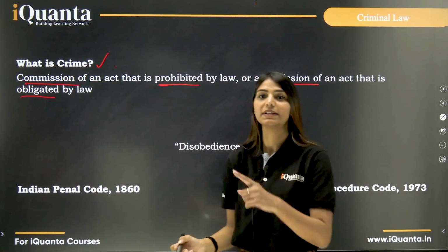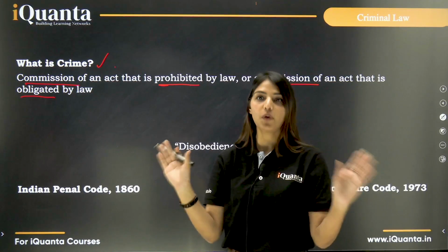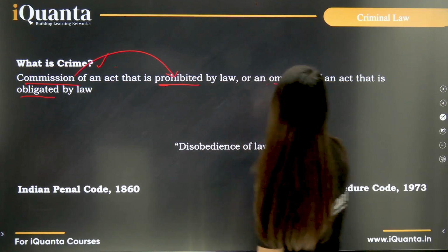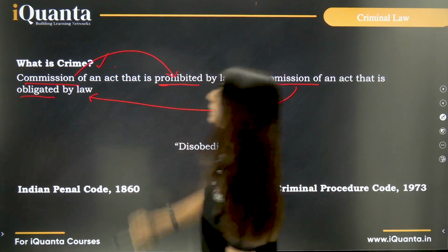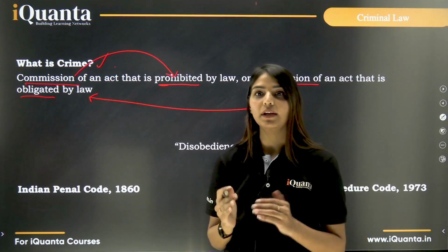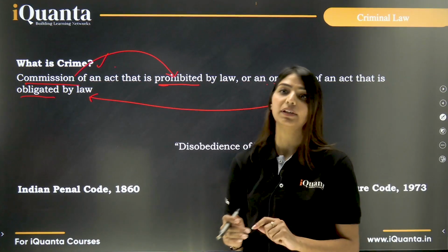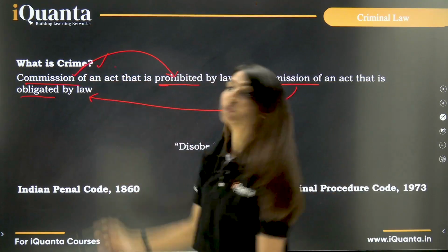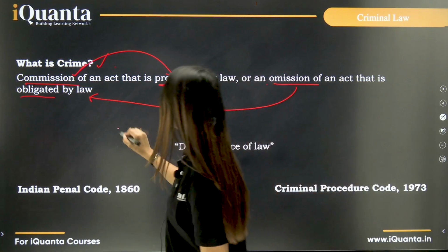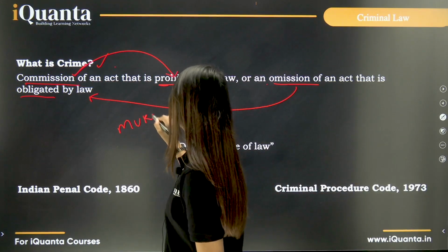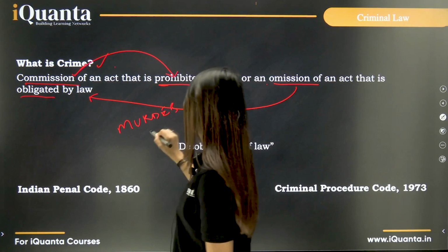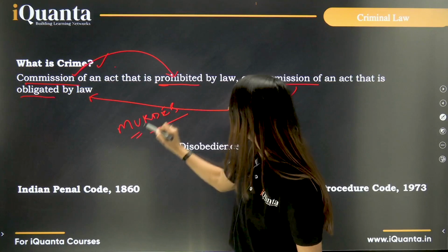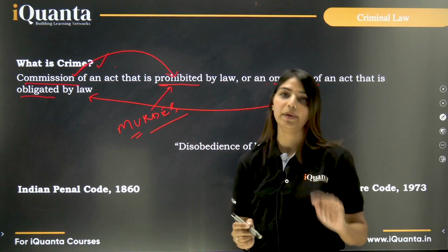Basically, when we try to understand, there are four words, two of which go with each other. Commission comes with something that is prohibited by law, whereas omission comes with something that is obligated by law. If you do something that has been prohibited under the law, the commission of that particular act would be a crime. An example of this is murder. Of course, we all know that no law would allow murder by any individual, right? So if you're committing something that has been prohibited by law, you will be committing a crime.